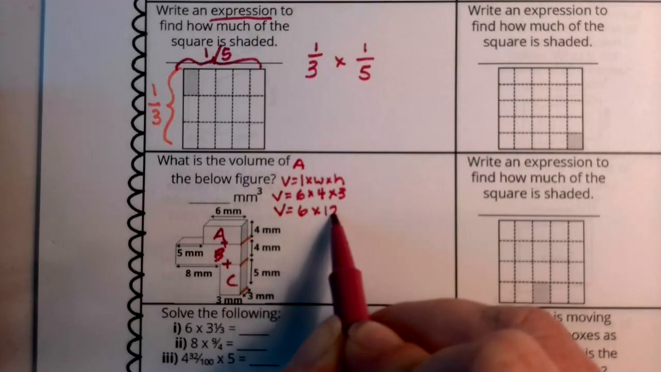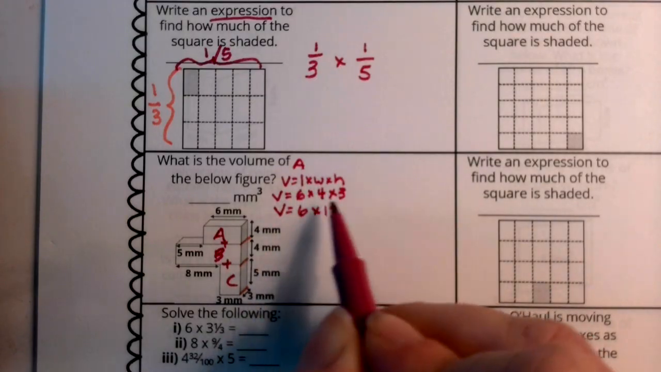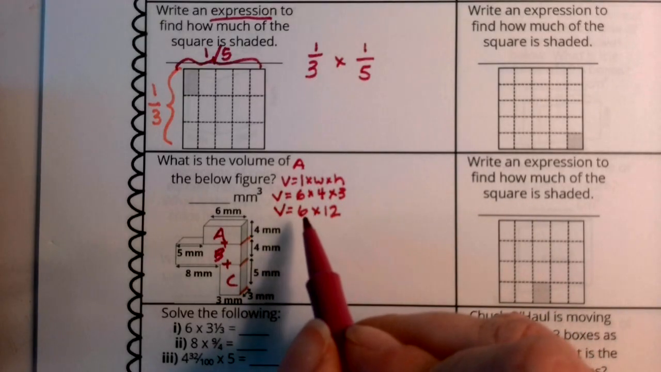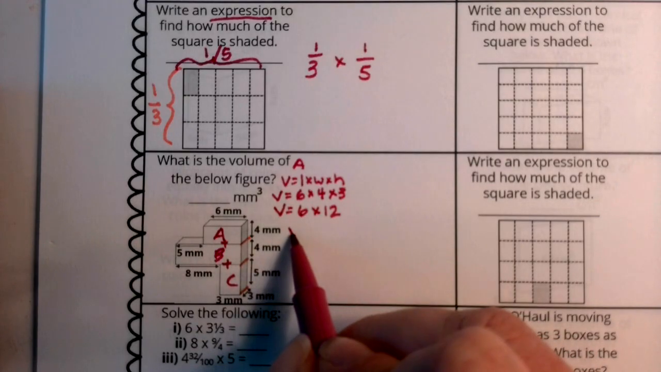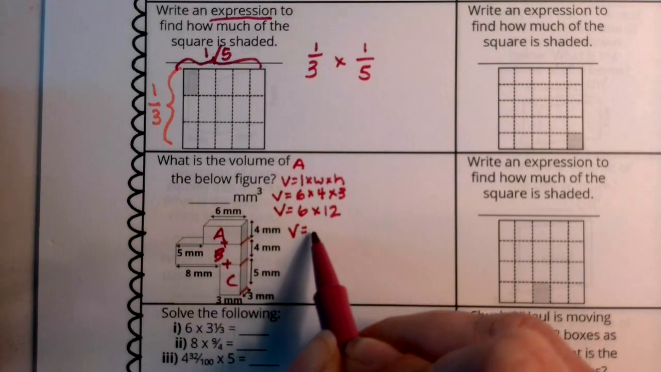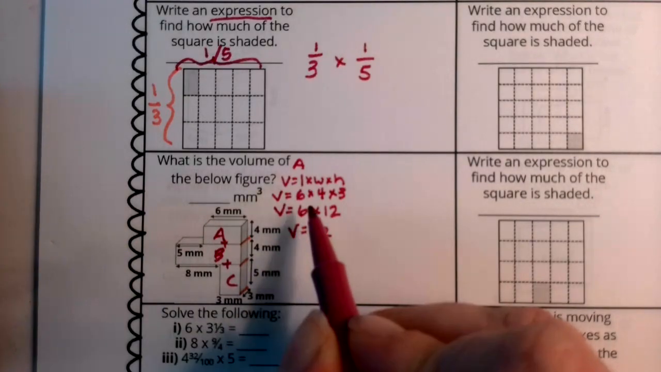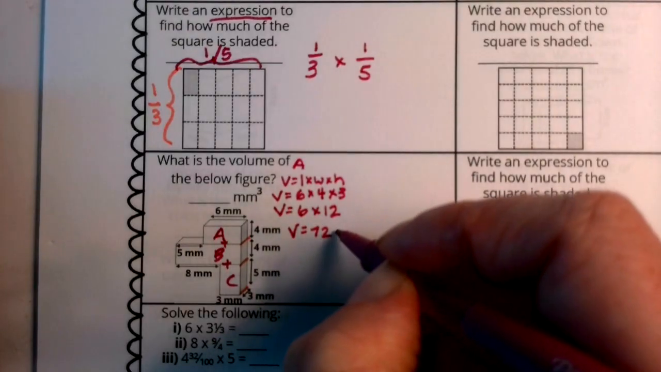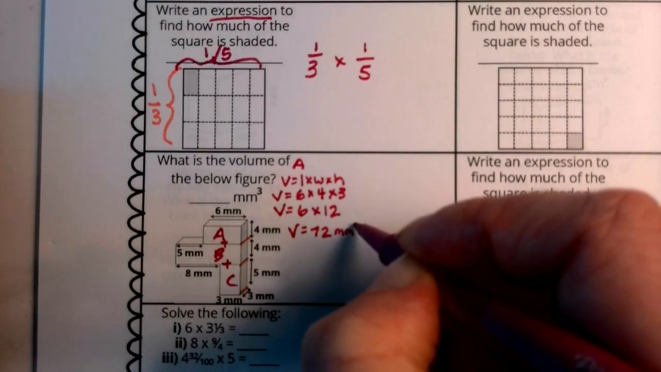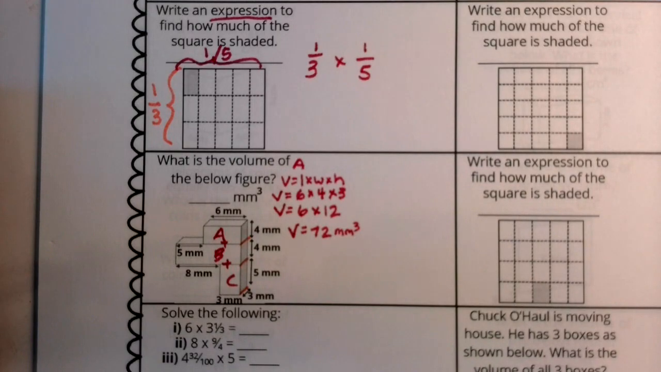I see a good basic fact here. If I multiply 4 times 3 and get 12, now I need to multiply that by 6. And I know that 6 times 12 is 72. Now that is just the volume of prism A. And remember, we're going to report that in cubic millimeters.